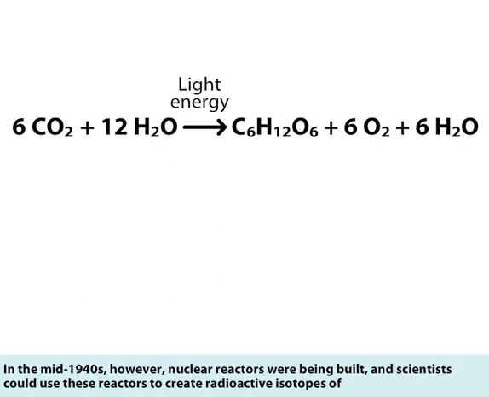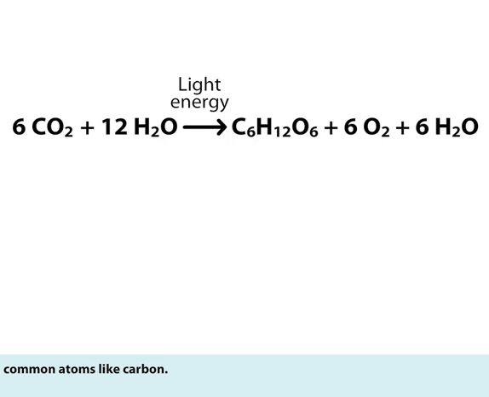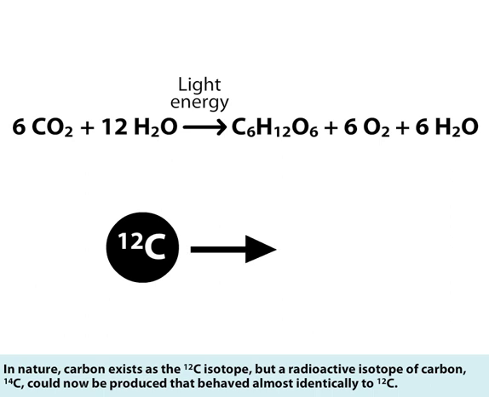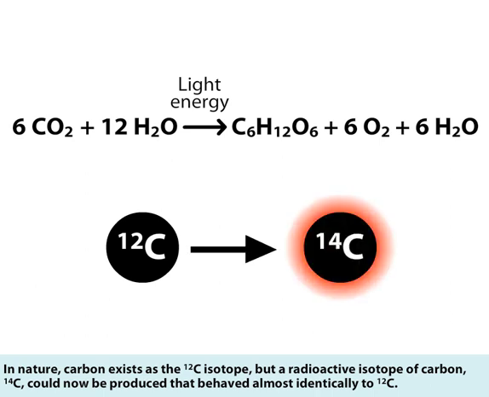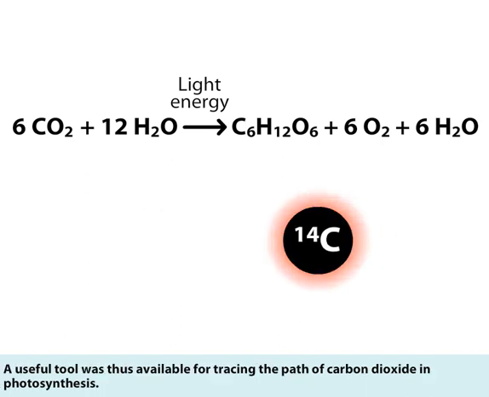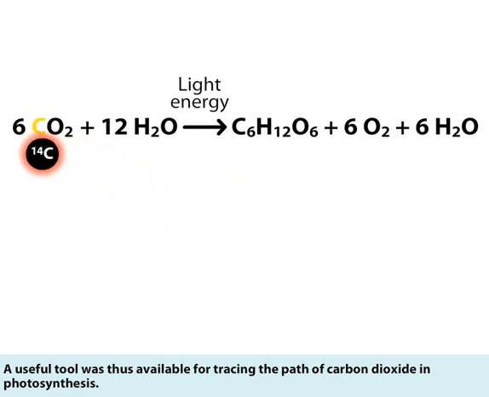In the mid-1940s, however, nuclear reactors were being built, and scientists could use these reactors to create radioactive isotopes of common atoms like carbon. In nature, carbon exists as the carbon-12 isotope, but a radioactive isotope of carbon, carbon-14, could now be produced that behaved almost identically to carbon-12. A useful tool was thus available for tracing the path of carbon dioxide in photosynthesis.